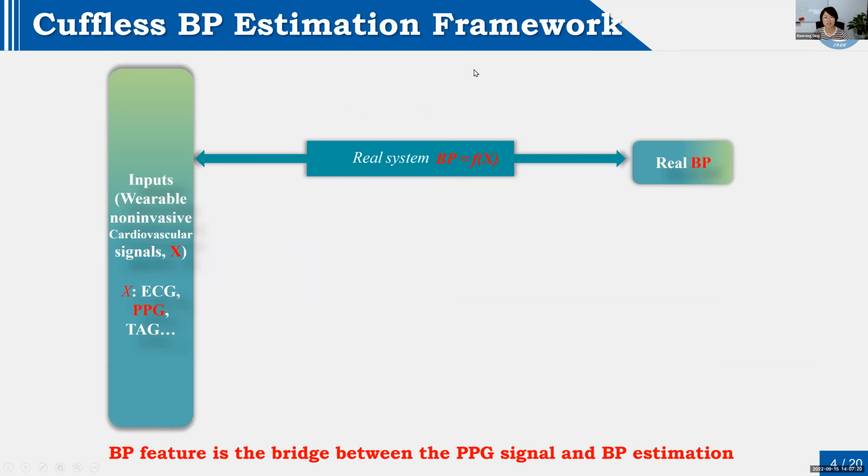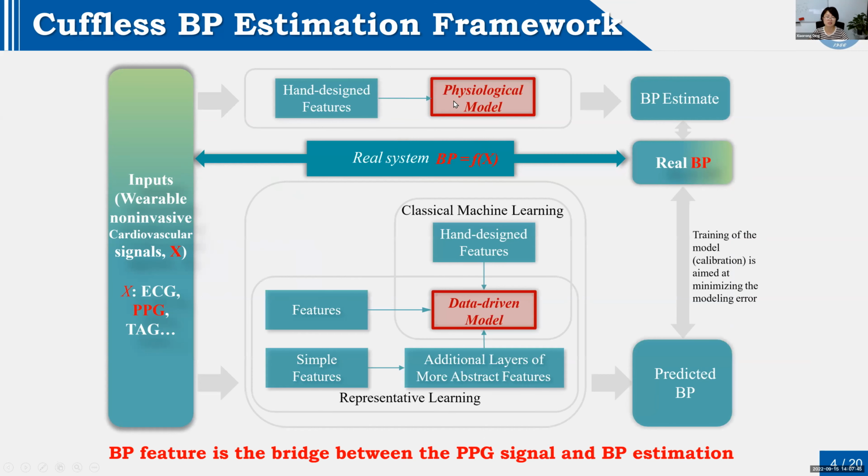Currently for blood pressure estimation, we know that wearable PPG technology has been commonly studied for cuffless blood pressure estimation. The hypothesis is that there is a mapping function between the wearable non-invasive cardiovascular signals and the blood pressure. And usually we would build models, either a mechanical model or a data-driven model, to map the signals to the blood pressure. But the bridge is the features that can evaluate the blood pressure changes.